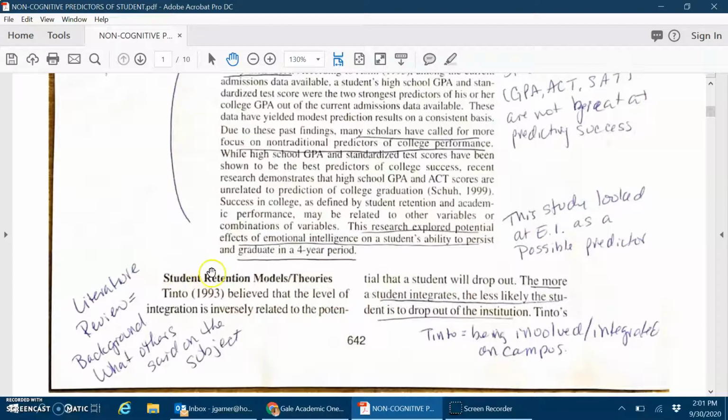Now, the next section, in this one they don't say literature review. Sometimes they'll actually use the words and call it a literature review. But generally with the study, the thing that comes after the abstract is a section that introduces background, often called the literature review.